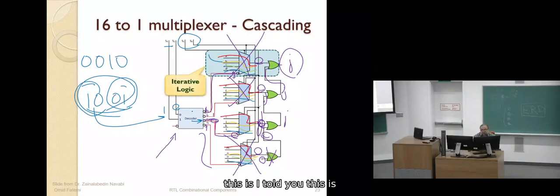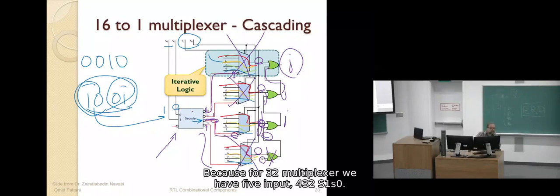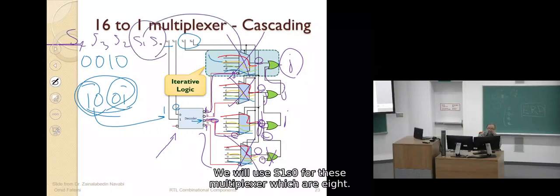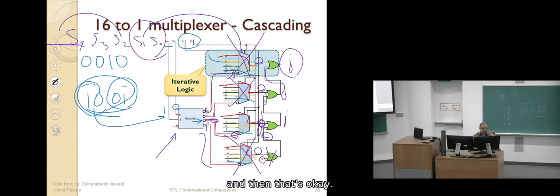Okay, let's move. And this is, as I told you, the iterative logic that we used. So now, if you would like to have a 32 to 1 multiplexer, you could put 8 of these multiplexers and a decoder of 3 to 8. For a 32 to 1 multiplexer, we have 5 inputs: S4, S3, S2, S1, S0. We will use S1 and S0 for these 8 multiplexers. And then we have a decoder of 3 to 8. We are putting S2, S3, S4 to it, and then that's it.